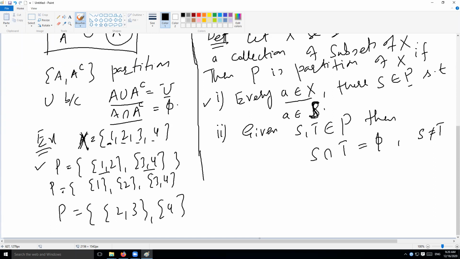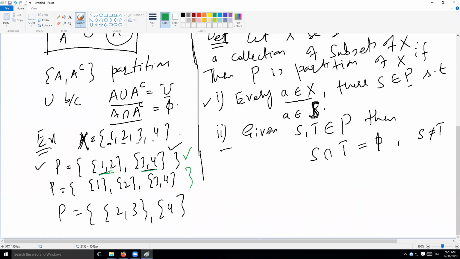So is 3 in some part of the partition? The answer is yes, it's in this set. Is 4 in some part? It's in the same set. And obviously the second condition that you have to verify is that all sets within a partition must be disjoint. So there are two sets and both are disjoint from each other. So we're going to say this is a partition of the set X, right? Is this a partition of the set X?